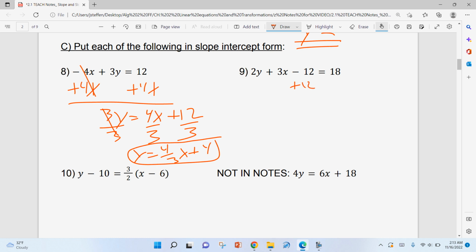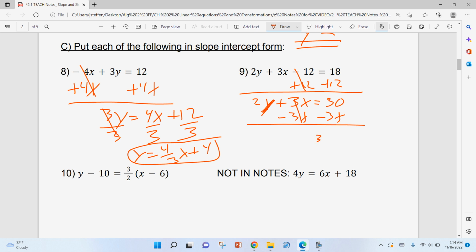This one, we're going to add 12 first. We have 2y plus 3x is equal to 18 plus 12 is 30. Then subtract the 3x, subtract the 3x. Now, here's the deal, remember. Negative 3x plus 30 is going to be your answer for this. If you put 3x minus 30, that's wrong.